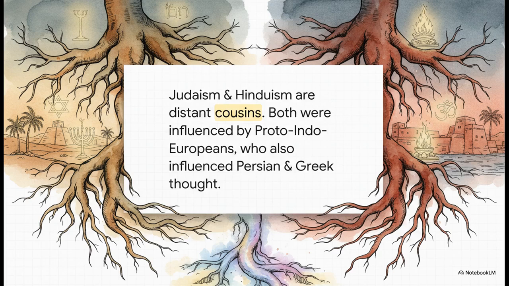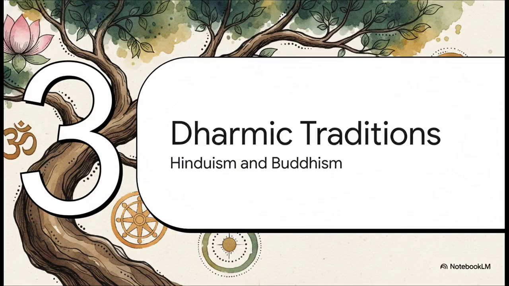Those Proto-Indo-Europeans, they didn't just influence religion in India. Other groups of them also moved into places like Persia and Greece, and their philosophical ideas, things like dualism, good versus evil, and the idea of an afterlife, those ideas would later influence Jewish thought during periods of cultural mixing. So what does that mean? It means the world's two oldest continuous religions are, believe it or not, distant cousins. How wild is that?